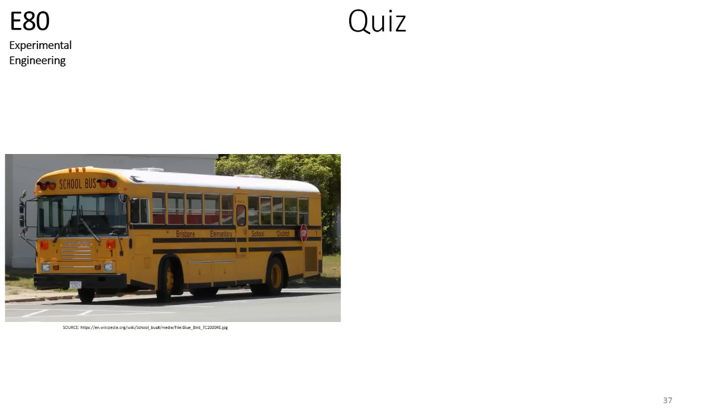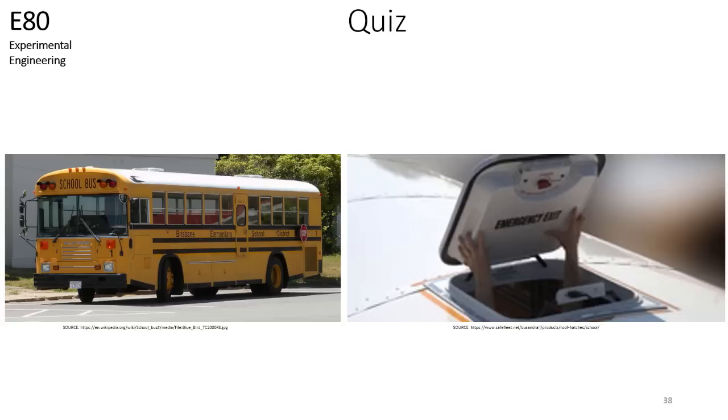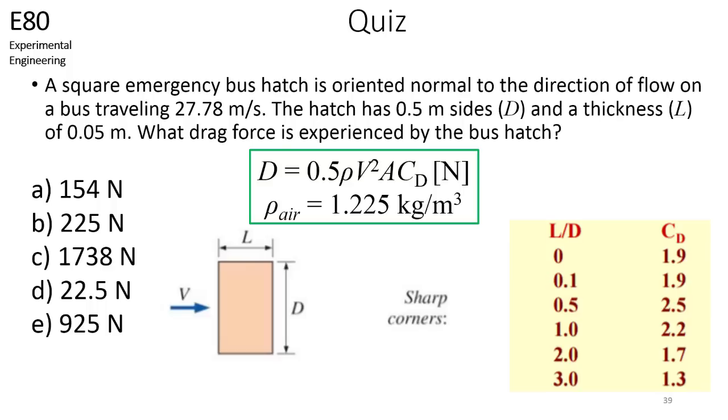Now let's apply what we've learned through this quiz. Imagine that you are on a school bus that is traveling at 27.78 meters per second. For some strange reason, a person on the bus decides to pop the square emergency hatch open while the bus is moving. The square hatch has sides that are 0.5 meters long and a thickness that is 0.05 meters. Calculate the drag force on the bus hatch.